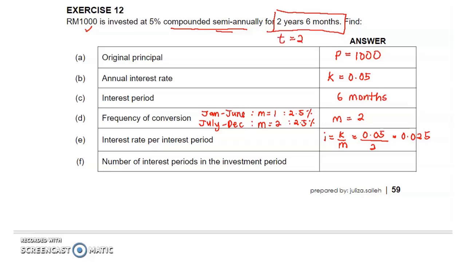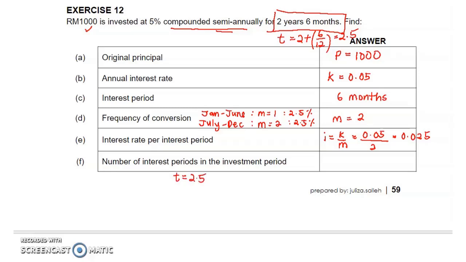So this is value T. So remember T must be in year. So 2 years, 6 months plus 6 months. Months convert to year, divide it by 12. So here T we get 2.5 years. Okay. So in this case T equal to 2.5.